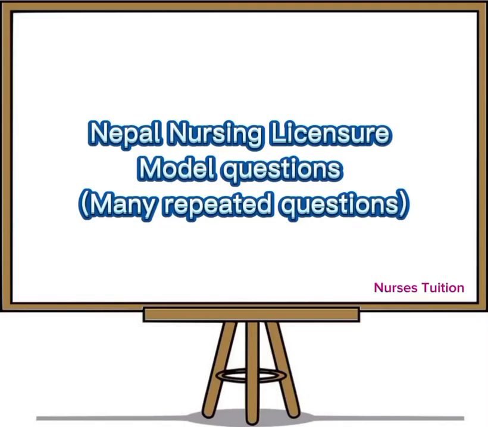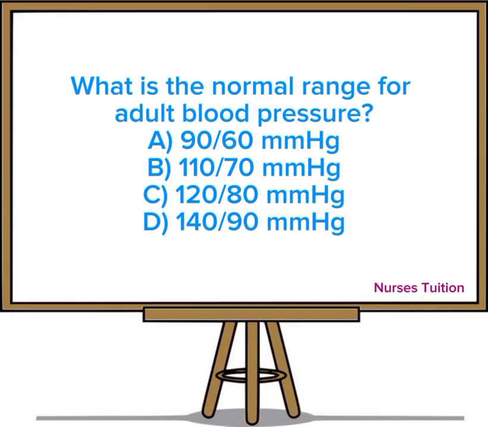Nepal nursing licensure. Model questions. Many repeated questions. What is the normal range for adult blood pressure? A. 90/60 mmHg. B. 110/70 mmHg. C. 120/80 mmHg. D. 140/90 mmHg.